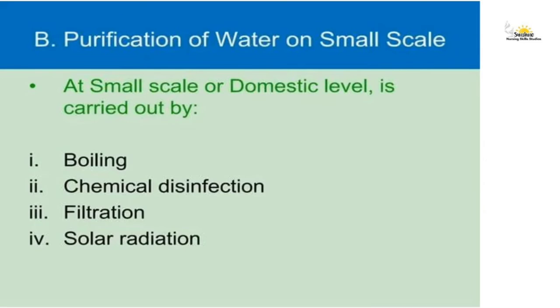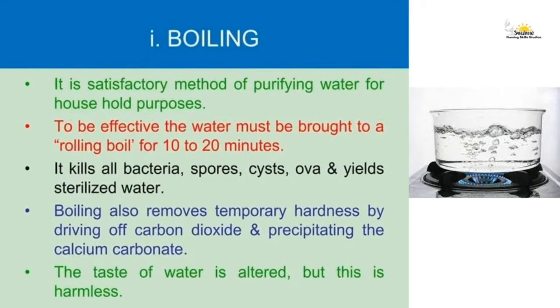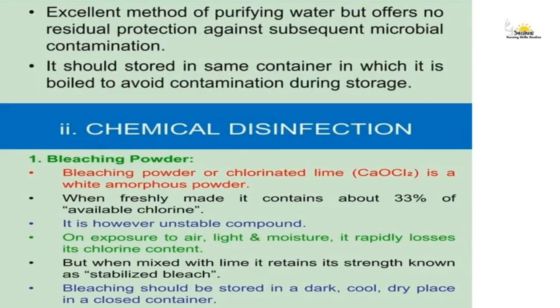Now let us understand purification of water on a small scale, which includes boiling, chemical disinfection, filtration, and solar radiation. Let us understand boiling. Everybody knows what the boiling method is. It is a satisfactory method to purify water, and it should be boiled for a maximum of 10 to 20 minutes, where it kills bacteria, spores, and other organisms. It is one of the excellent methods of water purification.